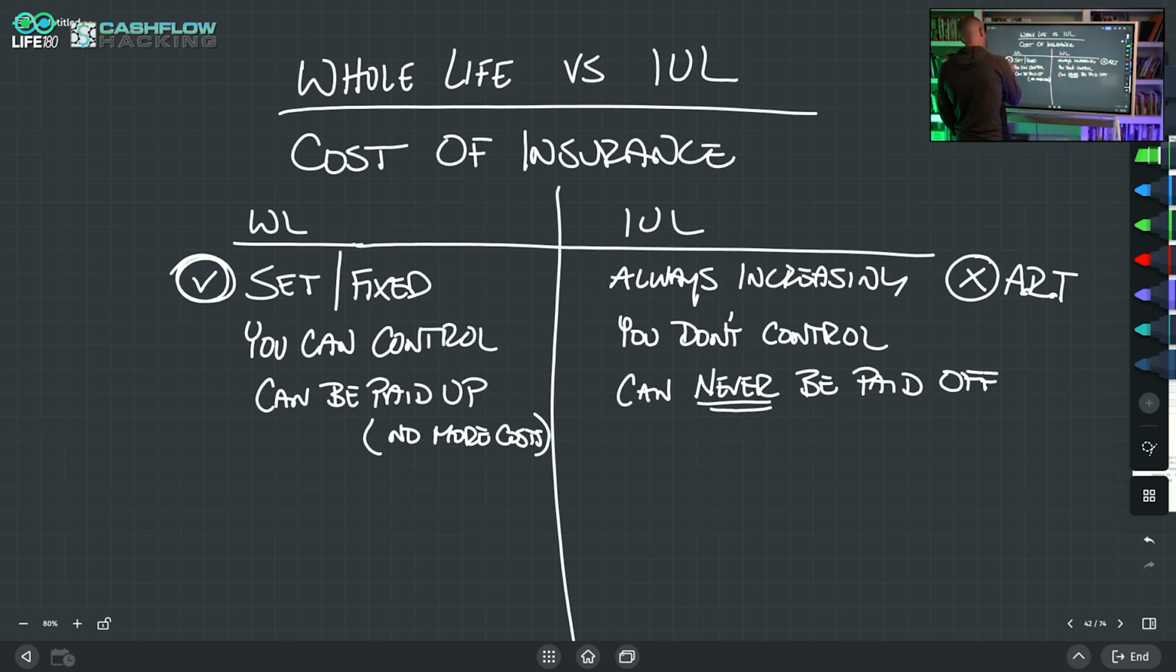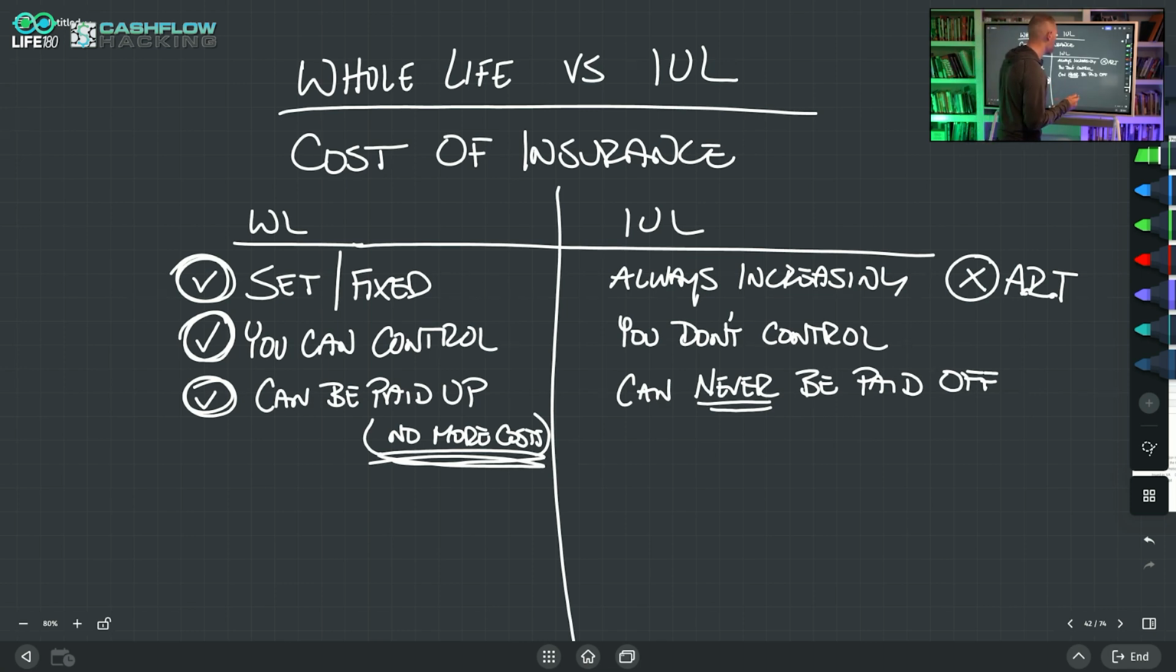With whole life insurance, I'm going to show you how you are in control, meaning if you hit a place and you want to be done funding the policy, you can actually control the insurance charges, and you can pay it up. You can pay the policy off, having no more costs inside of the policy and just benefiting from the cash growth from that point forward. Whereas in IUL, you can never pay the policy off, right? You can never pay this policy off.